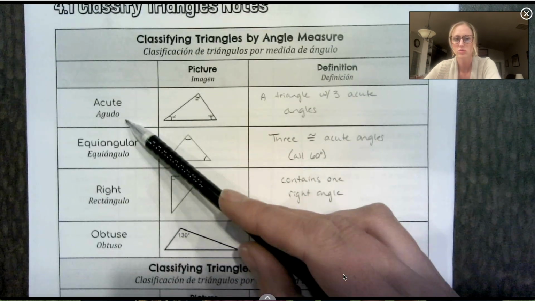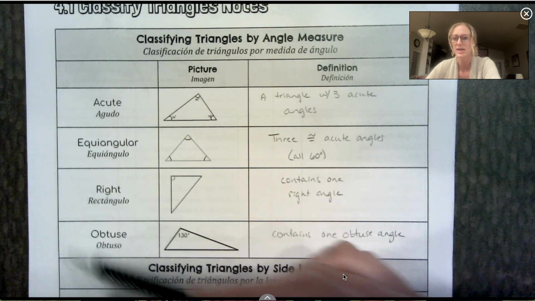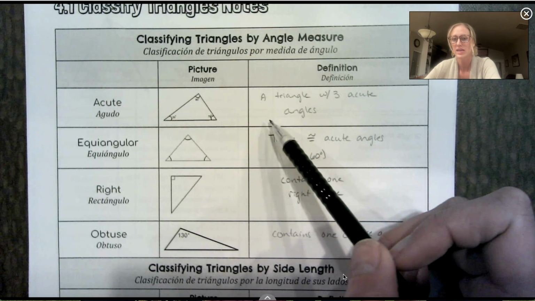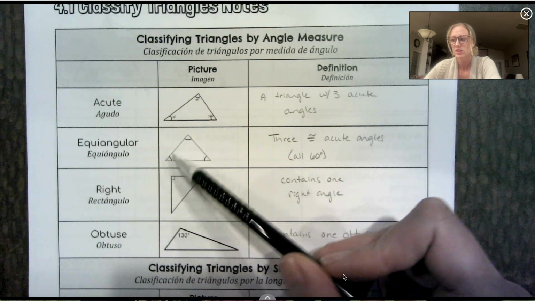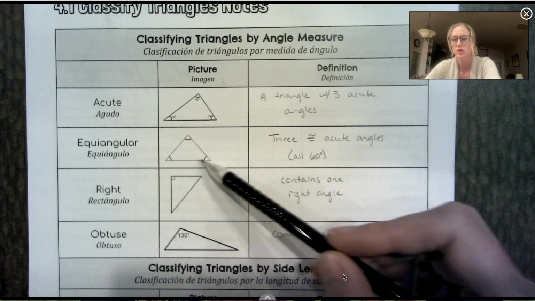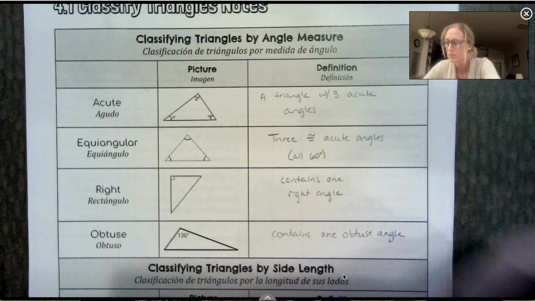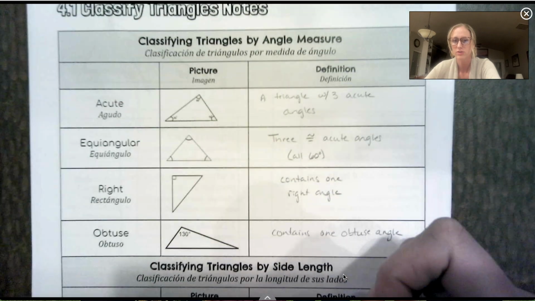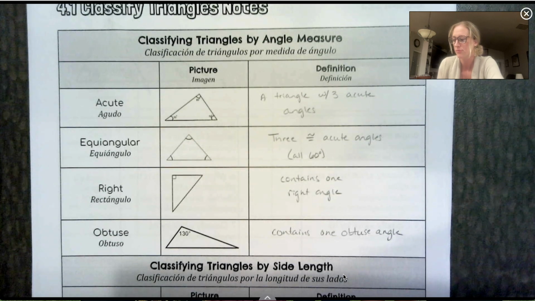And so we deal with acute, equiangular, right triangles, and obtuse triangles. These are ways we classify the triangles by their angles. So if all the angles are less than 90, we call it an acute triangle. And one particular kind of acute triangle, when all the angles are 60 degrees, we call that equiangular because all the angles are equal to each other. Here, a right triangle contains one right angle. An obtuse triangle contains one obtuse angle, and remember, obtuse means greater than 90.